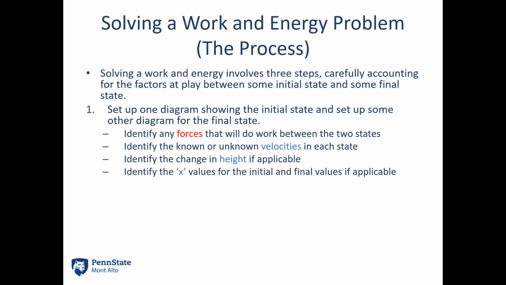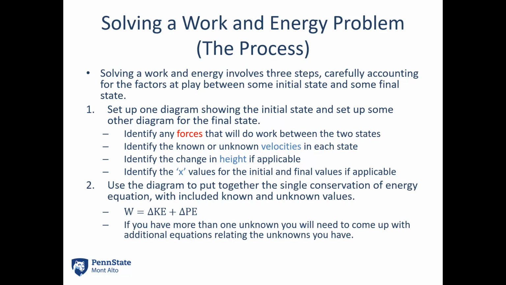So after we get the diagram, we get everything set up, and we've identified our known and unknown values, we're going to use the diagram to put together a single conservation of energy equation and include the known and unknown values. That equation is, again, work is equal to delta KE plus delta PE. Plug in what we know for each of those pieces. And if you have more than one unknown, because when you have one equation, we're going to need to come up with additional equations relating the unknowns that you have.